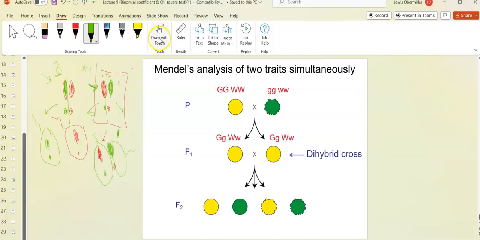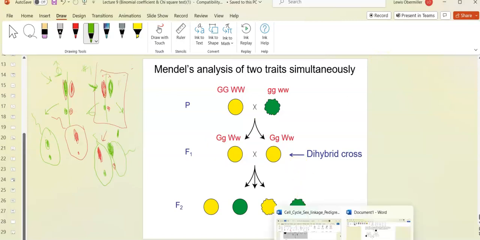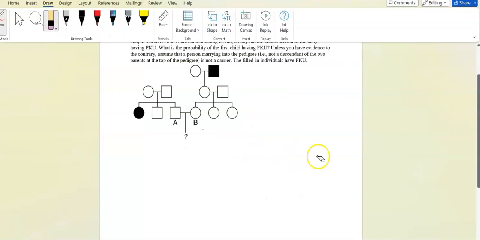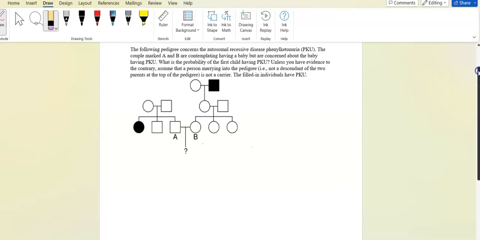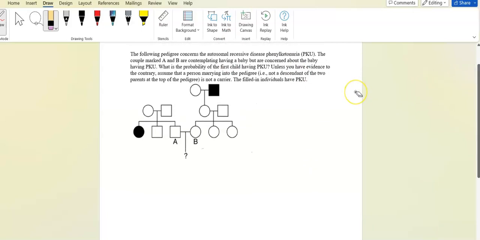Okay, so let's see. I think that's the end of this lecture. So that's the end of everything that we're going to cover on the exam. There's one thing that I wanted to go over real quick, and that is this pedigree analysis. There are some questions on the quiz, on the exam, and on the problem set, and I just want to make sure everybody understands this.